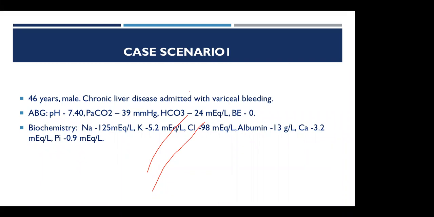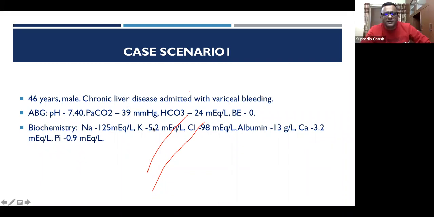23. If we take potassium into consideration, it will be different. Let's not take potassium into consideration. Let's calculate sodium 125 minus chloride plus bicarbonate. That comes around 23. Now we have to go for albumin correction.